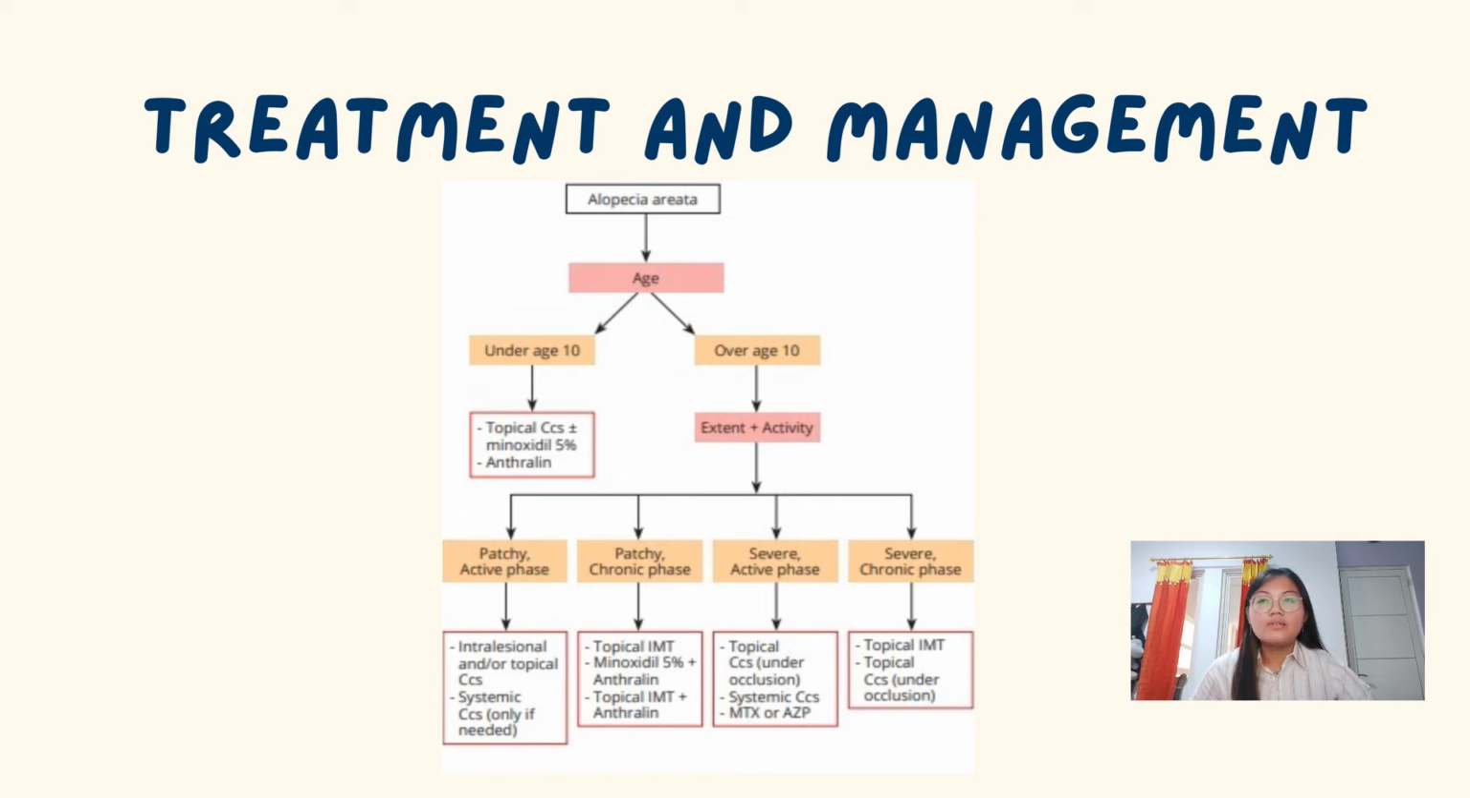There are several phases. The first one is the patchy active phase. In this condition, we can use intralesional and/or topical corticosteroid or systemic corticosteroid, but we use it only if we need it. The second phase is the patchy and chronic phase. We usually use topical immunotherapy or minoxidil 5% with anthralin, or topical immunotherapy with anthralin. The third phase is the severe active phase. We usually use topical corticosteroid under occlusion, or systemic corticosteroid, or methotrexate and azathioprine.